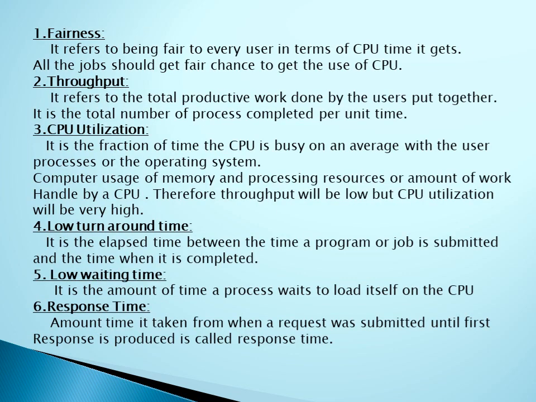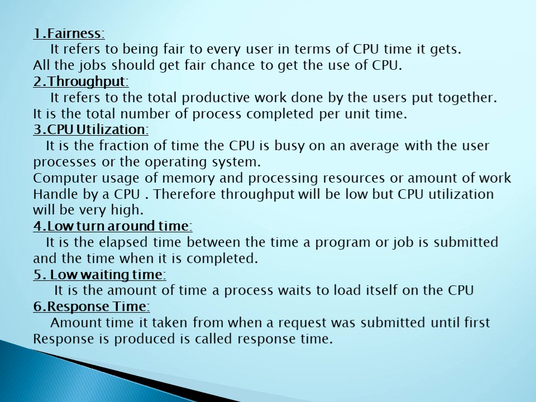Now we see the first, that is fairness. As the name suggests, it refers to being fair to every user in terms of the CPU time it gets. All jobs should get a fair chance to use the CPU. Whatever processes are there in a queue, everyone can get CPU time to execute. So there should be fairness.